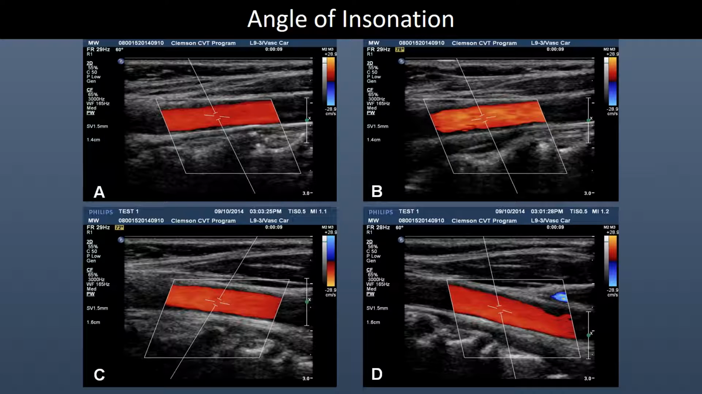D image is a perfect example of what we want. The box is steered correctly, the beam is steered correctly, and the angle of insonation with the cursor has been adjusted to be parallel to the vessel wall and to the flow. And in this situation, it's 60 degrees.